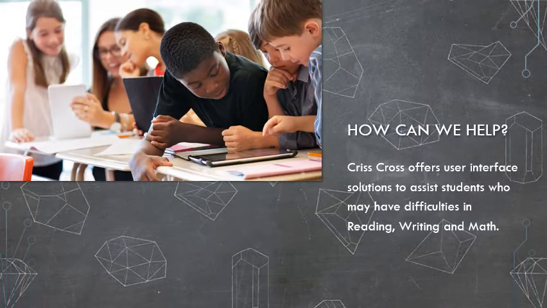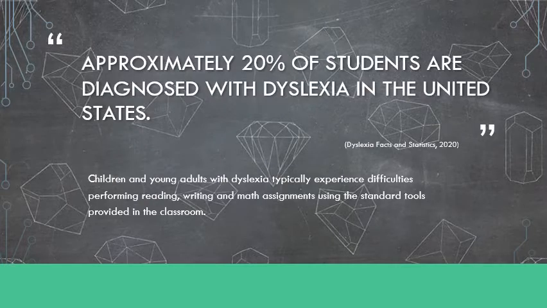How can we help? Criss Cross offers user interface solutions to assist students who may have difficulties in reading, writing, and math. Approximately 20% of students are diagnosed with dyslexia in the United States. This comes from Dyslexia Facts and Statistics 2020. Children and young adults with dyslexia typically experience difficulties performing reading, writing, and math assignments using the standard tools provided in the classroom.